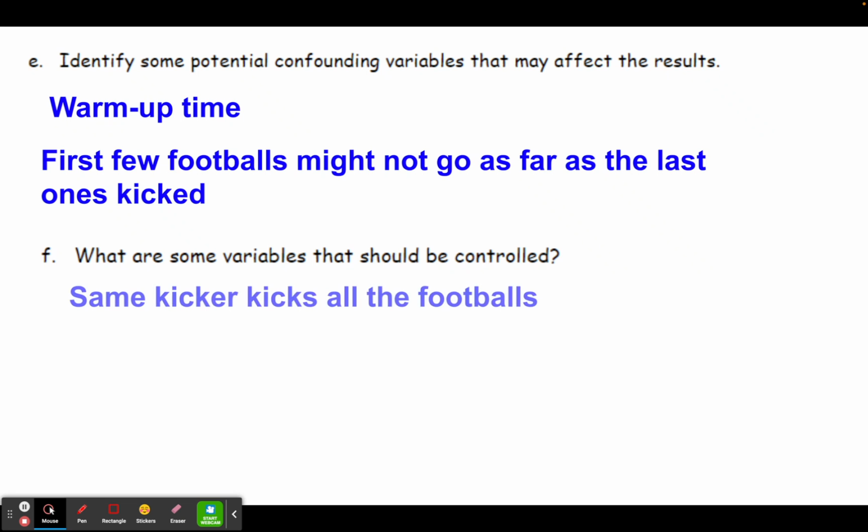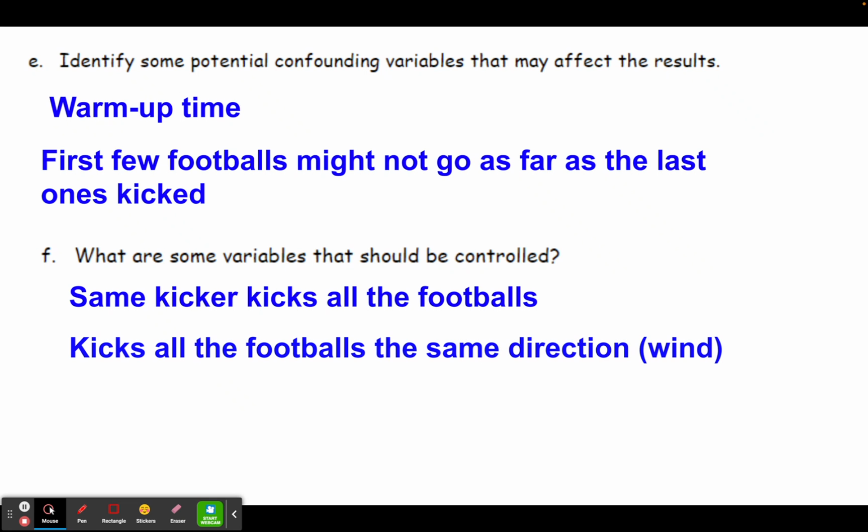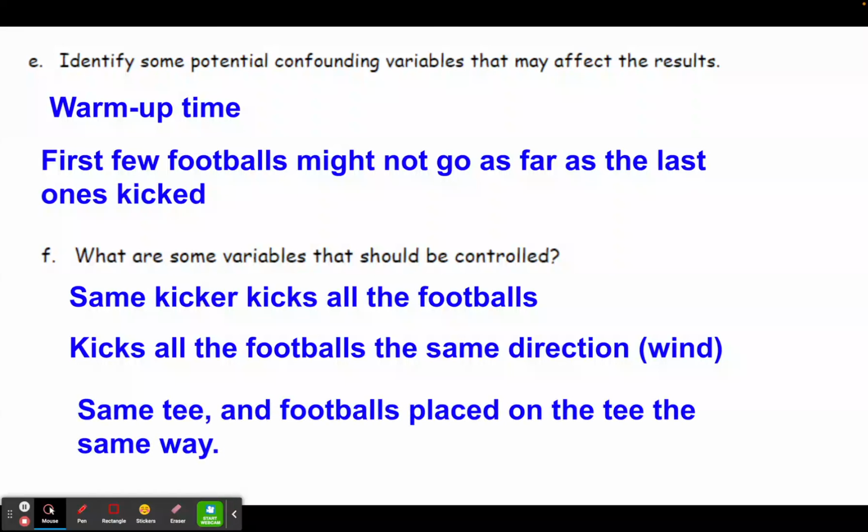Now, some other things that we would probably want to control: we would want to be sure that we either have the same kicker kicking all the footballs, or if we have a variety of kickers, we would want to have each kicker kick one cold and one warm football, but it's probably better just to have the same kicker kick all the footballs. We'd want to be sure that all of the kicks go in the same direction so that if there is wind, it operates the same on all the balls, not restricting them going one direction versus the other. And we would want to make sure that all the balls are on the same tee and that the footballs are placed on the tee in the same way, so that doesn't affect the way that the ball is kicked.